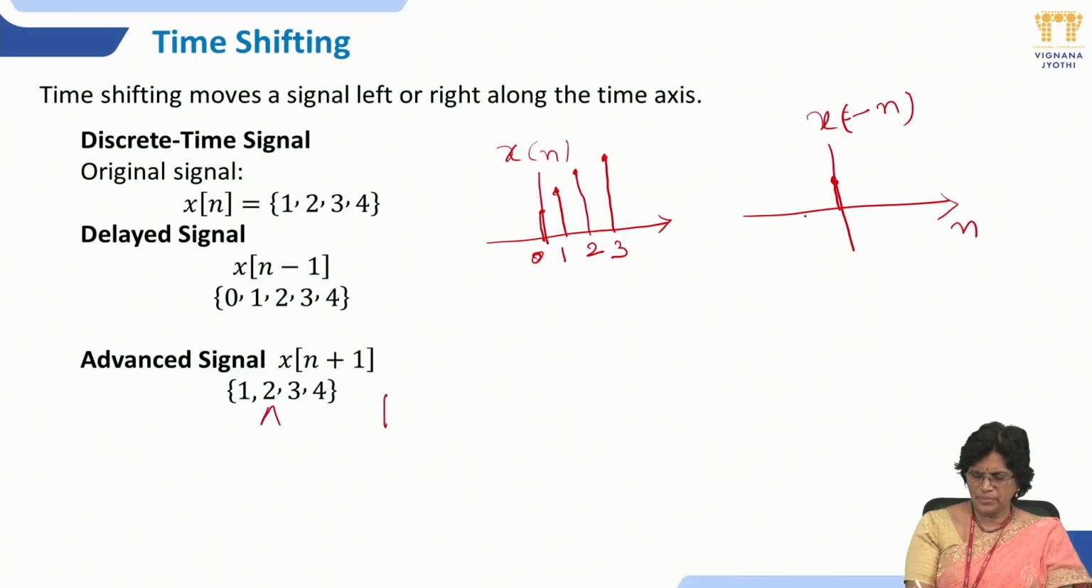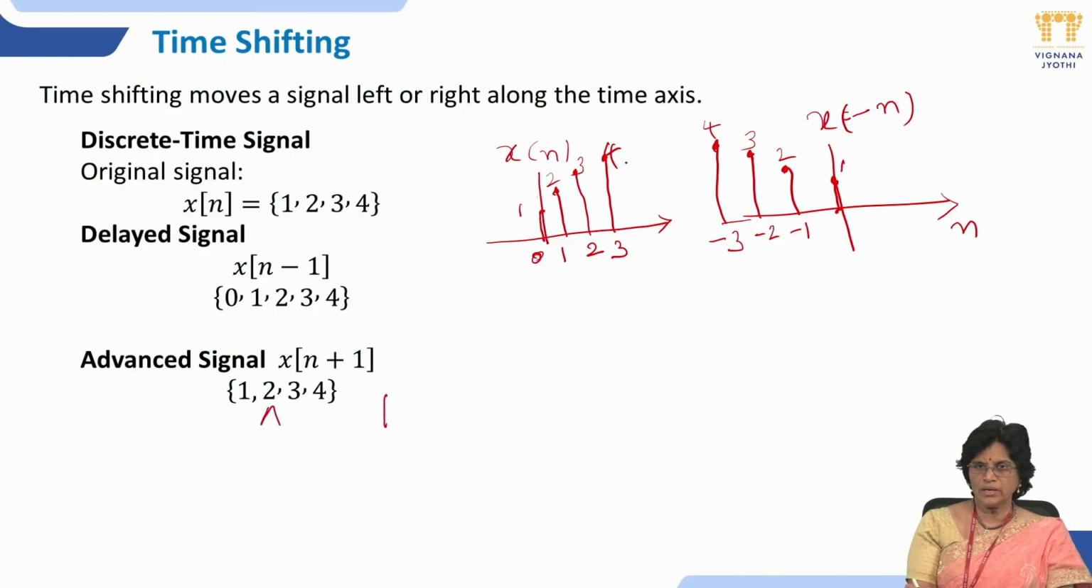So whatever sample I have at 1, it will come to minus 1, and 2, it will come to minus 2, and 3, it will come to minus 3. The amplitude is same, minus 3, minus 2, minus 1. At 0, it is having value 1. Okay, this is 1, 2, 3, 4. In this case, it is 1, 2, 3, 4, amplitude of the signal.